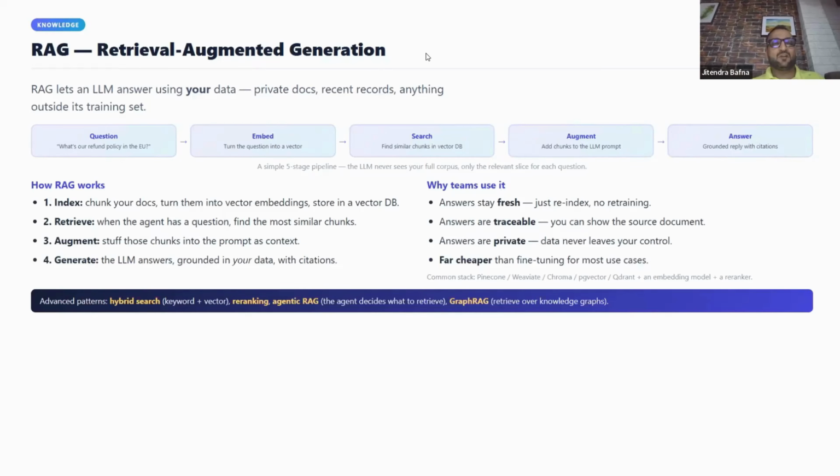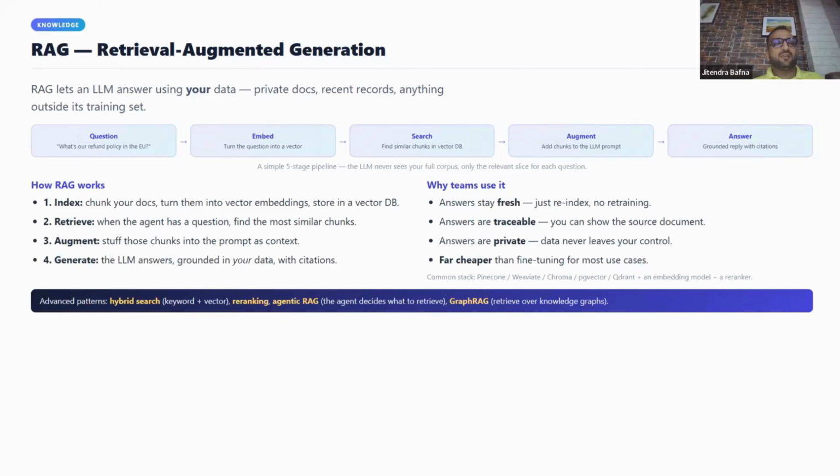This RAG is very important. Most organizations are using RAG. How it works: index, meaning it chunks your documents, turns them into vector embeddings and stores them in the vector DB. When the agent has a question, it finds the most similar chunk. Then augment, meaning it stuffs those chunks into the prompt, converting the embedded data into proper data. Finally, it grounds the answer with citations.